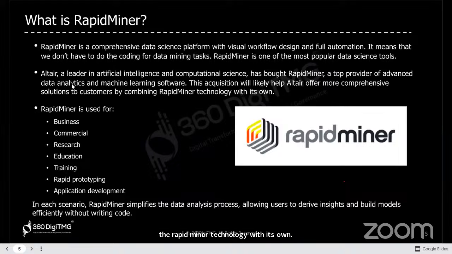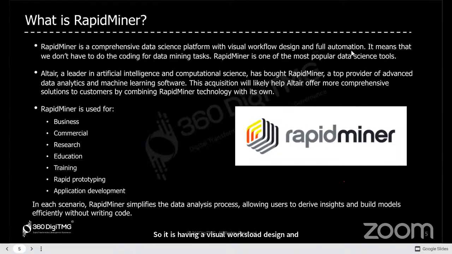So RapidMiner is like a toolbox for a data scientist. It has everything you need to analyze data and find insights. It is also very easy to use because of its visual workflow design. You don't have to write any code for performing any task. And this is one of the most popular data science tools. So what are visual workflow design and full automation?